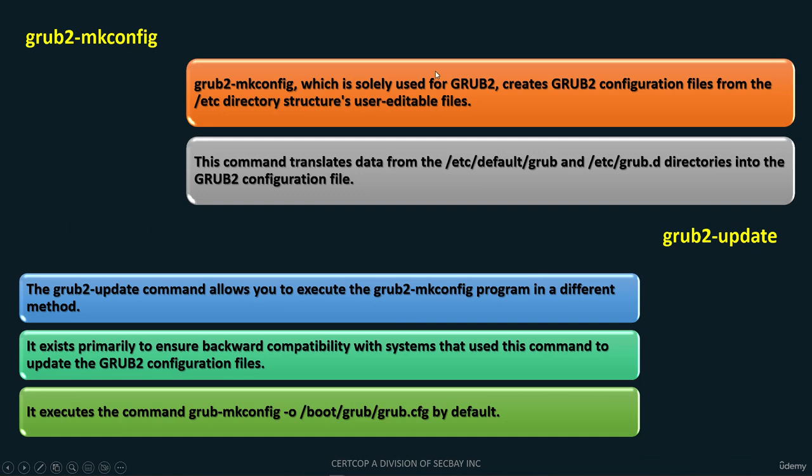So grub2-mkconfig, which is used solely for GRUB 2, creates GRUB 2 config files from the /etc directory structure. The grub2 update command lets you execute grub2-mkconfig programs in different ways. The primary reason for the grub2 update command is if you have to ensure backward compatibility with systems that have not been updated yet, or systems that are updating their config files.